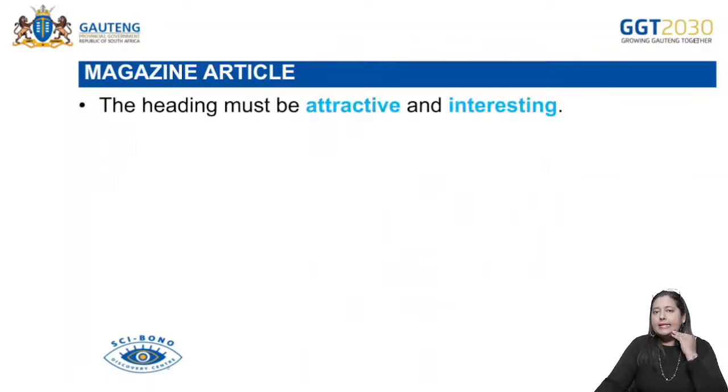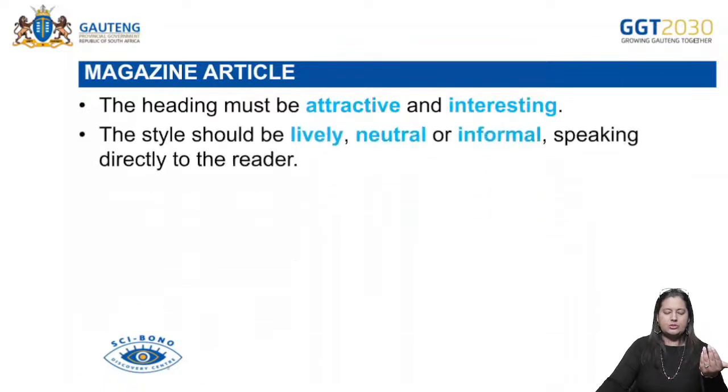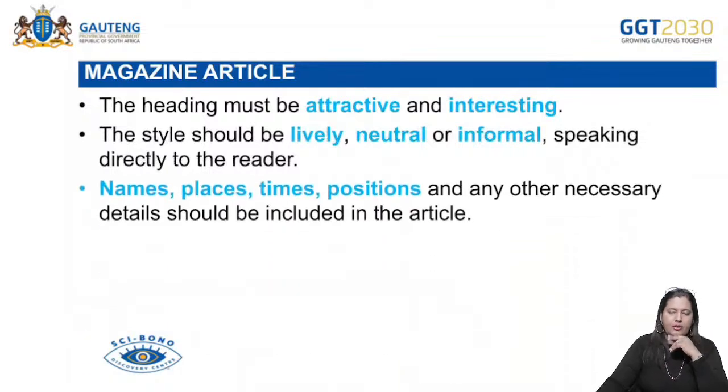Right. The heading has to be attractive. It has to be interesting for us to go on to read further. It has to be lively. It has to be neutral or informal, again depending on the style that we are writing, okay? But so directly going towards the reader here. Names, places, times, positions, and any other necessary information must be included in the article if it is relevant, okay?